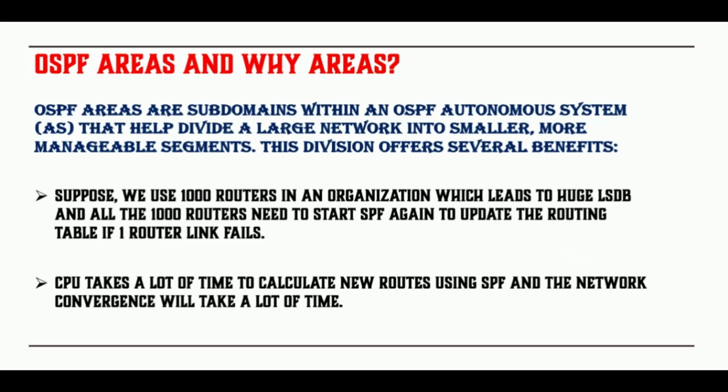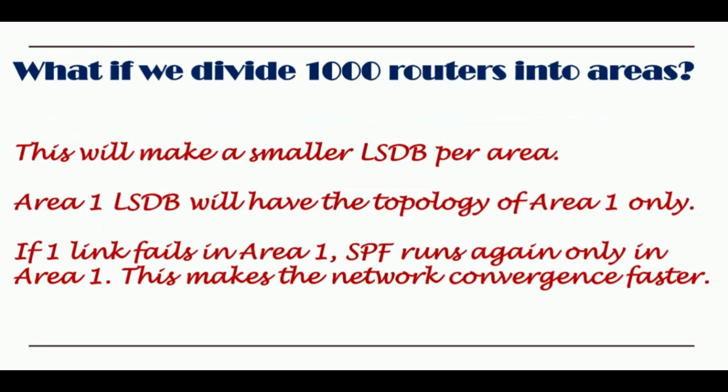OSPF areas and why areas. OSPF areas are subdomains within an OSPF autonomous system, AS, that help divide a large network into smaller, more manageable segments. This division offers several benefits. Suppose we use 1,000 routers in an organization, which leads to a huge LSDB, and all the 1,000 routers need to start SPF again to update the routing table if one router link fails. The CPU takes a lot of time to calculate new routes using SPF, and the network convergence will take a lot of time.